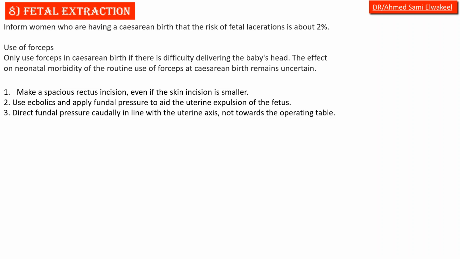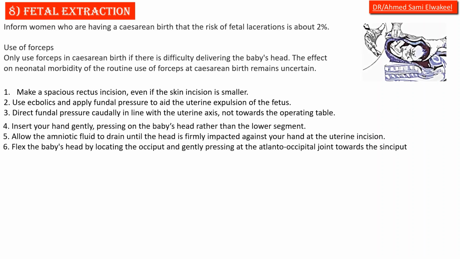For easy extraction of the head, make a spacious rectus incision, even if the skin incision is smaller. Use ecbolics and apply fundal pressure to aid the uterine expulsion of the fetus. Direct fundal pressure caudally in line with the uterine axis, not towards the operating table, like in the picture.